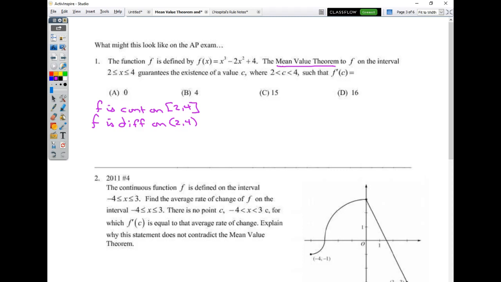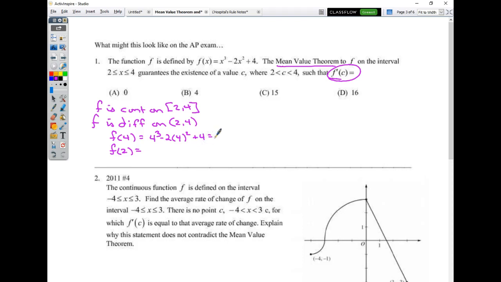All right, if you haven't paused the video there, I'm going to go ahead and solve this out. First off, it says such that f prime of c is equal to something. So I know that I need to find f of 4, and I want to find f of 2. So let's do those. f of 4 is going to be 4 cubed minus 2 times 4 squared plus 4.